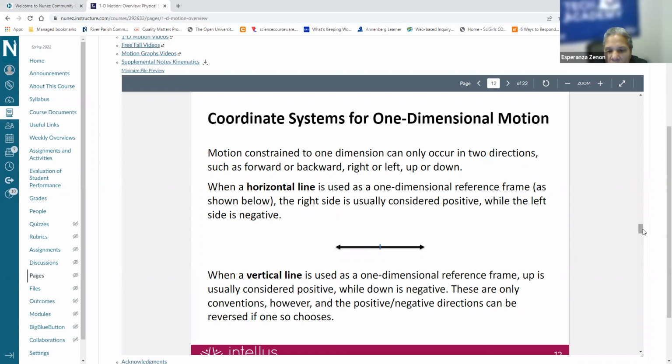Okay. We could also use a vertical line. Just take the number line and flip it, if you will. And then in that case, we still have the 0 or the origin as our starting point. Anything above that is positive. Anything below that is negative, right? Up is positive, down is negative, okay?